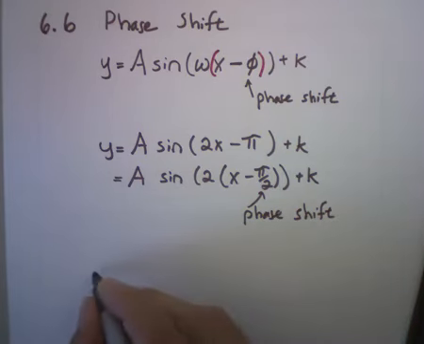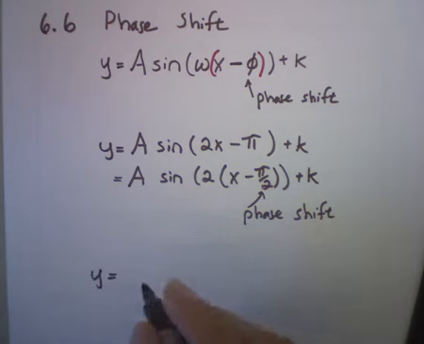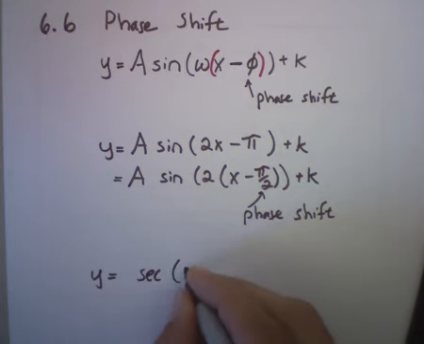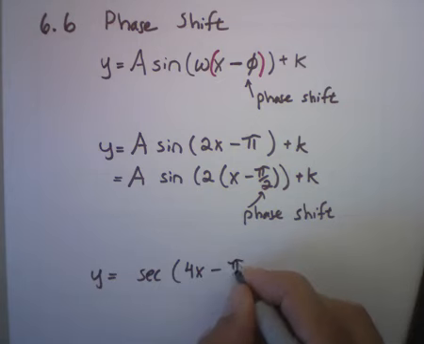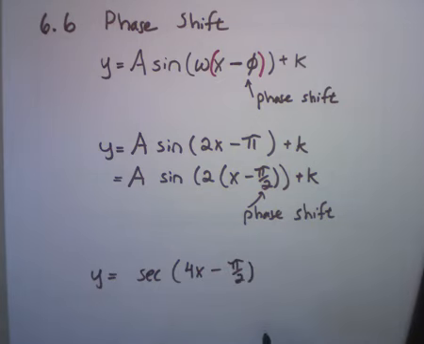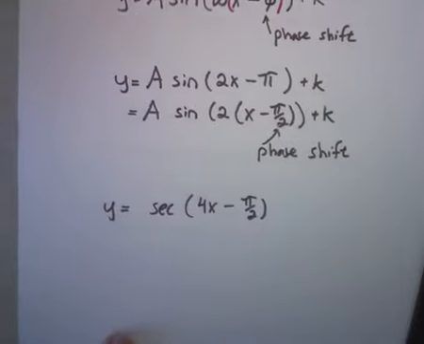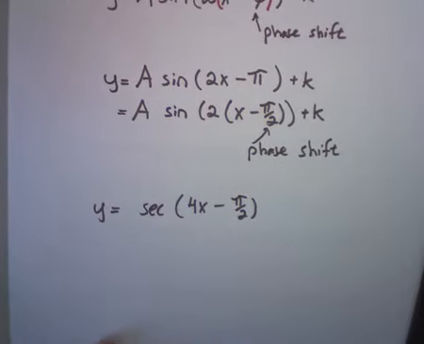So again, if you see something like y equals secant of 4x minus pi over 2, you'll look at that and you'll say there is a phase shift, but it is not pi over 2 because this stuff inside here is not in factored form. So to see the phase shift, we have to actually put it in factored form.